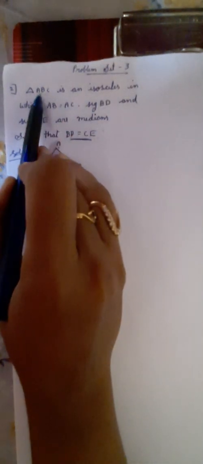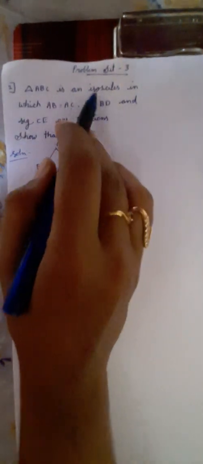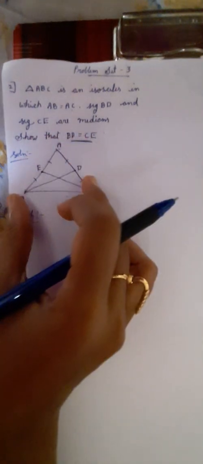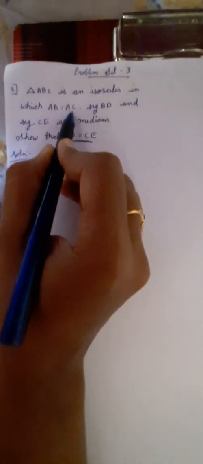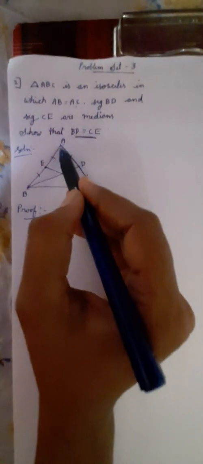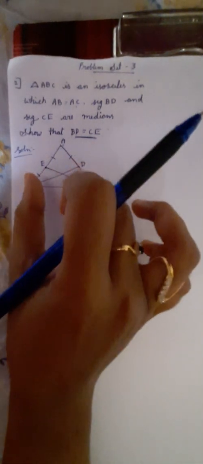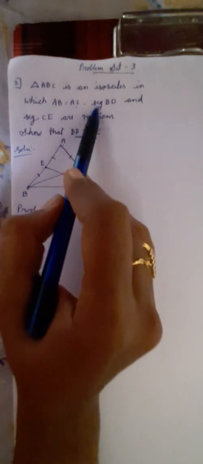So here it is given triangle ABC and it is isosceles, and which two sides are equal here? AB equal to AC. Isosceles means two sides are equal, and here AB and AC are equal. So in the figure, AB length is equal to AC length, so that's why it is isosceles. And seg BD and seg CE are medians.